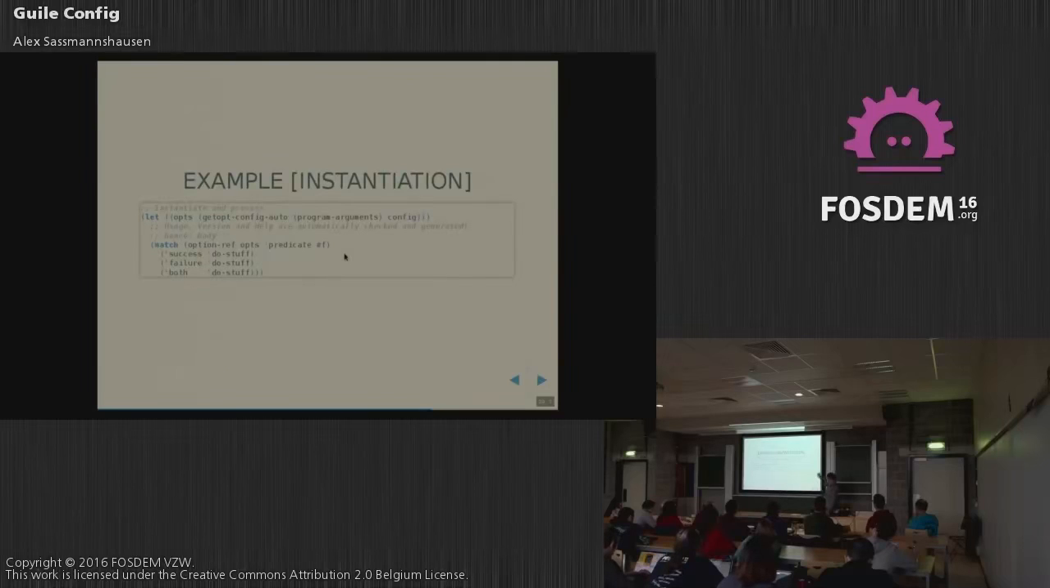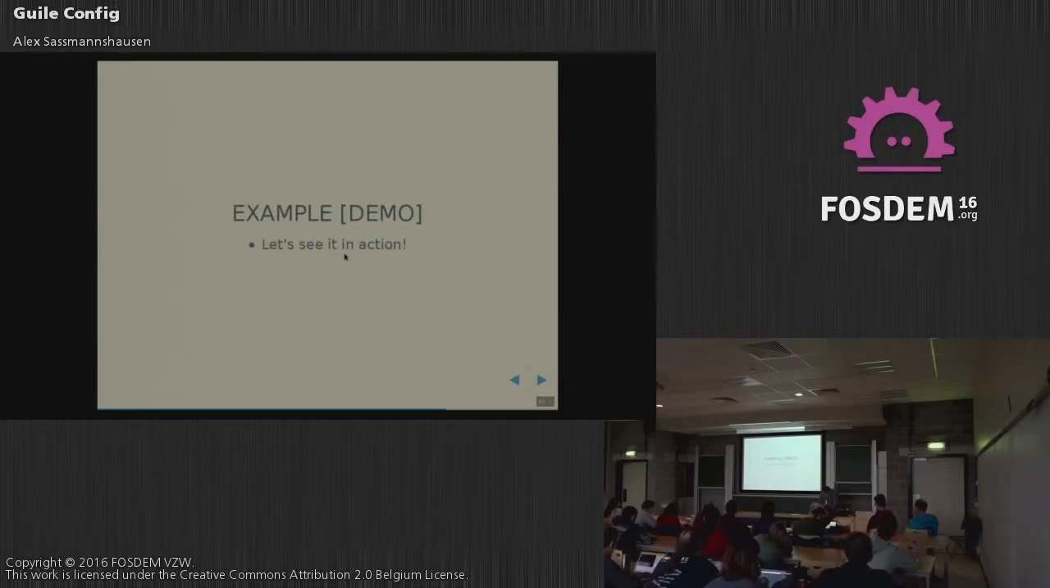Yeah, and this is an example of it being instantiated. So it still looks very similar in the sense that you still have the getopt-config-auto, which is assigned to ops after passing the program arguments and your configuration declaration. But you don't have to worry about doing the whole checking for version, checking for usage, checking for help anymore, because that's done automatically. And then you can just start doing your stuff. And you can use the same syntax as with getlong, which is the option-ref. It's basically a thing that allows you to check for options that are being passed in.